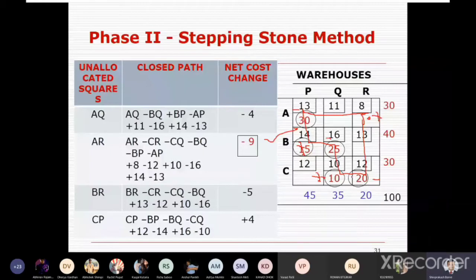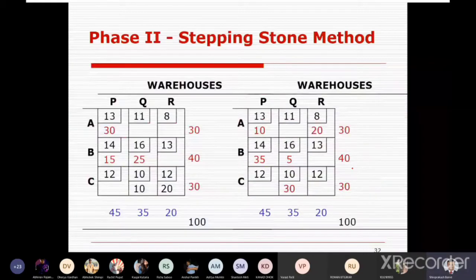And in this case, once I am shifting 20 from this CR to AR, I have to maintain this plant capacity as it is, 30, or this warehouse capacity as it is, 45. So accordingly, wherever there is a minus sign, I have to subtract 20, and wherever there is a plus sign, I have to add 20. Like this, we are balancing all these capacities of warehouses and plants. So you see, in this figure, I have balanced it.